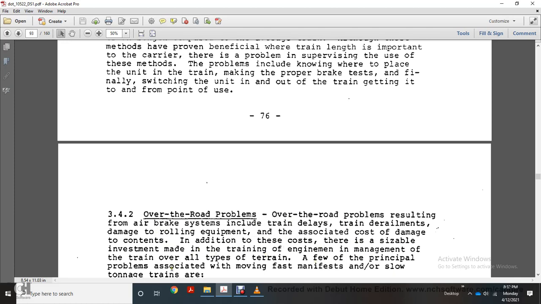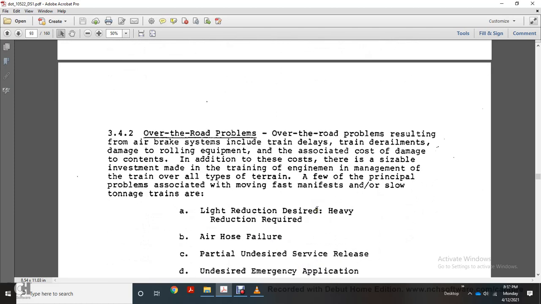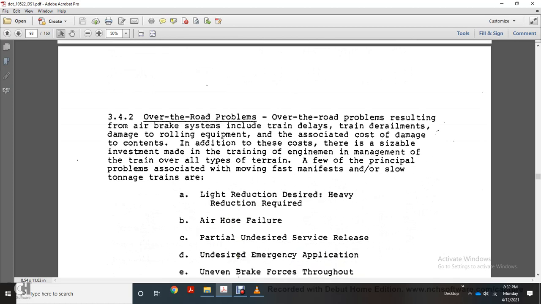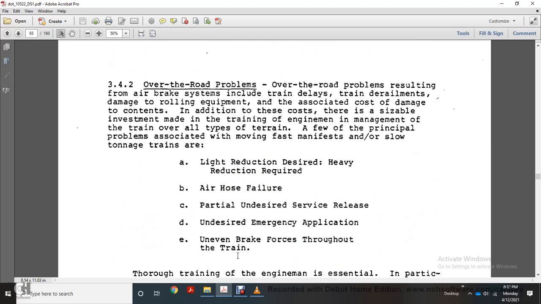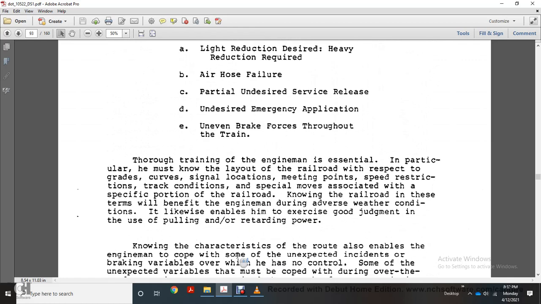A few of the principal problems associated with moving fast, manifest, or slow tonnage trains are light reduction, desired heavy reduction, air hose failure, partial undesired release, undesired emergency application, and uneven brake force throughout the train.